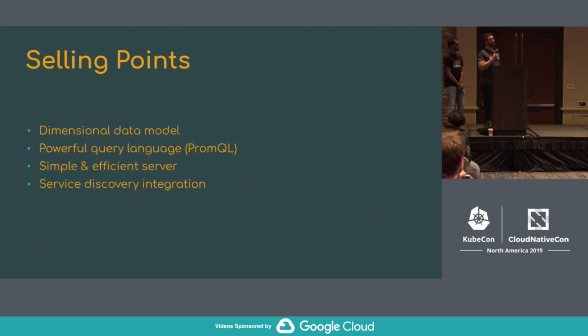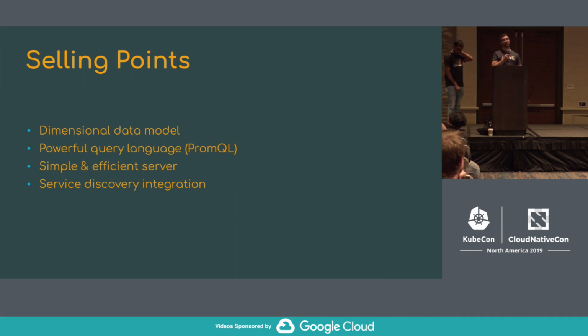So some of the major selling points of Prometheus include the multi-dimensional data model. Because of the fact that you can have a time series with many different labels and then many different label values as well, you can really easily slice and dice your data into a lot of different dimensions and gain a lot of insight into what your applications are doing.